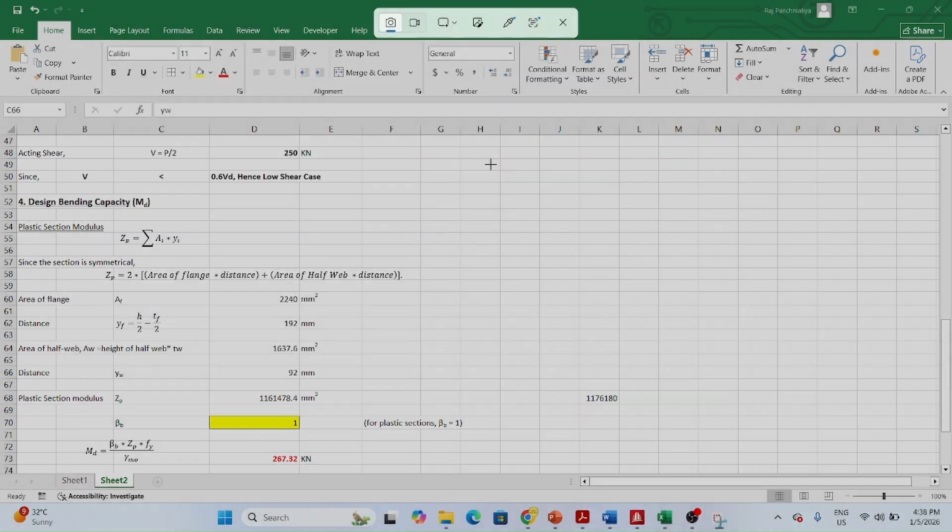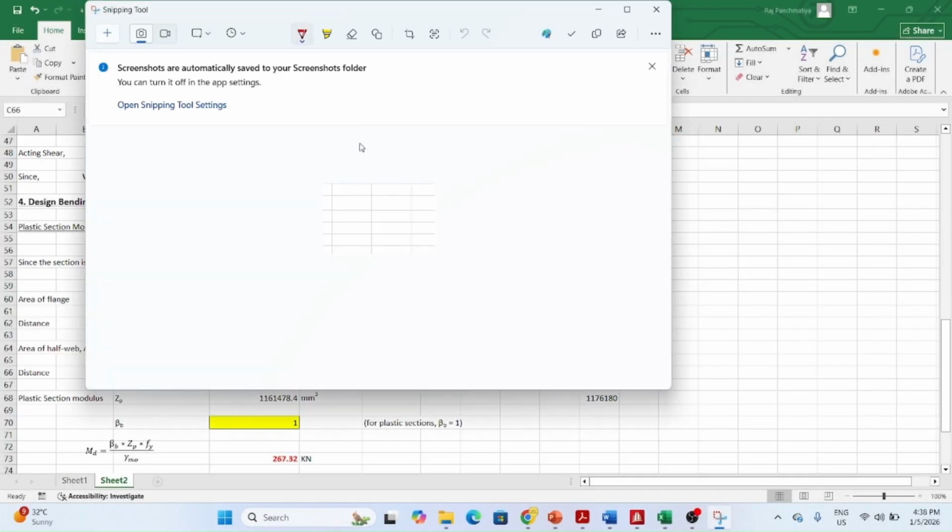So what will be YW? Again, if this is my I section, this is my neutral axis. Since we are calculating area, we calculated the area of this. So the center of this will be my YW. So this distance will be YW.